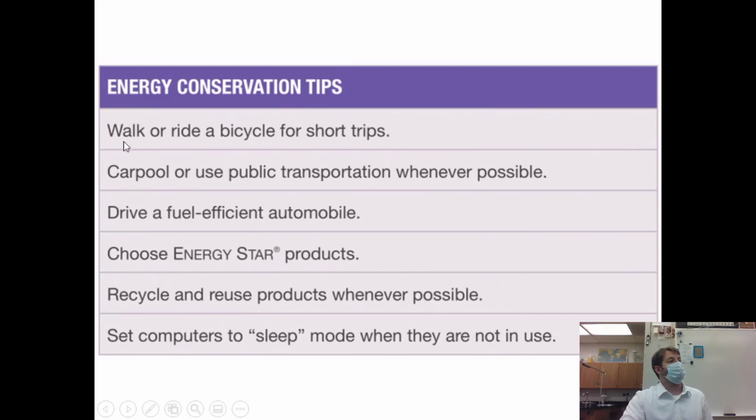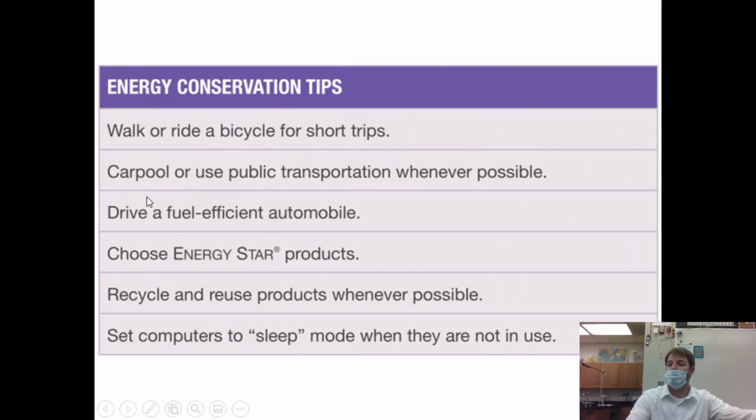Energy conservation tips: walk or ride a bicycle for short trips. So maybe you live not very far from the corner store and you want to get a snack, or a coffee or something. Rather than getting in your car, starting the car, going, parking, restarting the car and leaving and coming back, you just walk or ride a bike. Not only is it healthy, but it's also saving a lot of energy and it's saving you money.